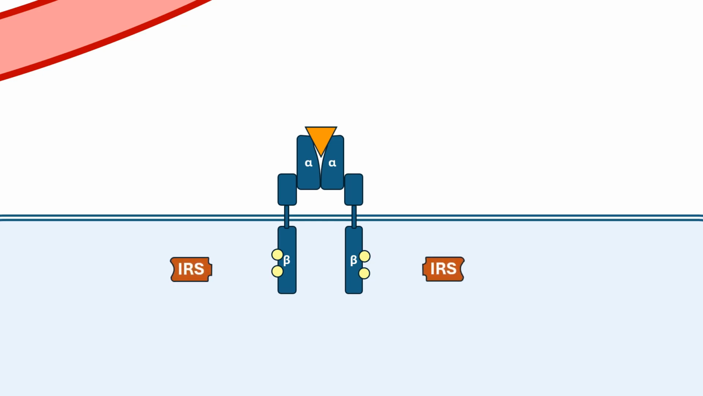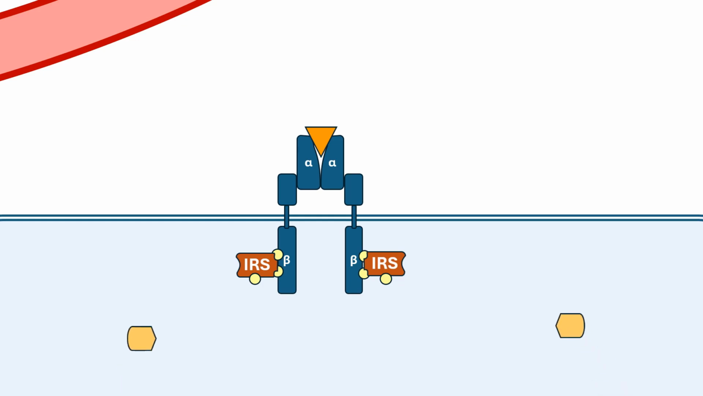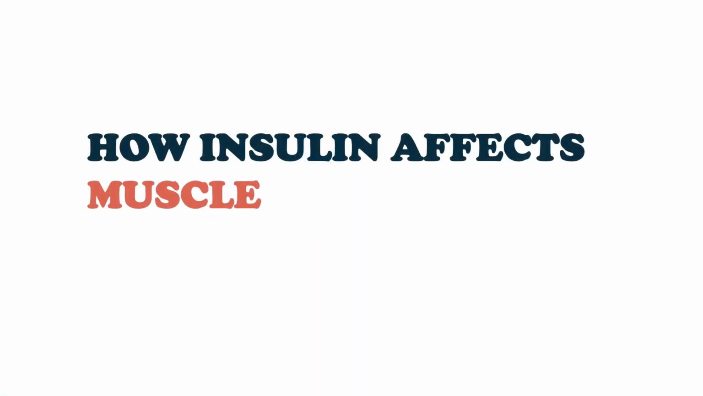This activation enables the intracellular tyrosine kinase domain of the beta chains to phosphorylate tyrosine residues on enzymes, including the insulin receptor substrates. The insulin receptor substrate functions as a docking protein, allowing the binding of several other downstream proteins to it, which in turn activate a number of pathways and enzymes depending on which tissue it is, something that we're about to see. Let's start off with how insulin affects skeletal muscle.